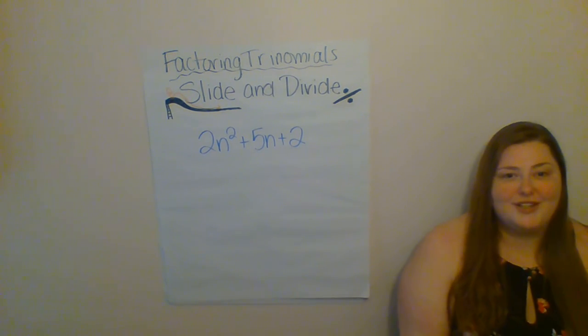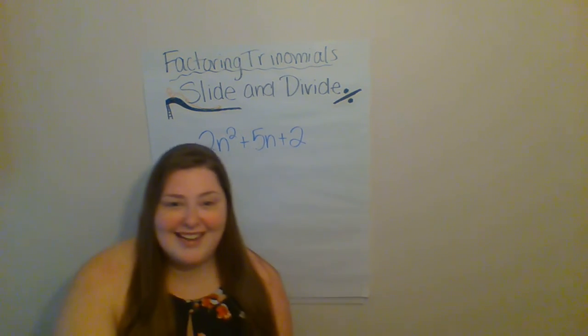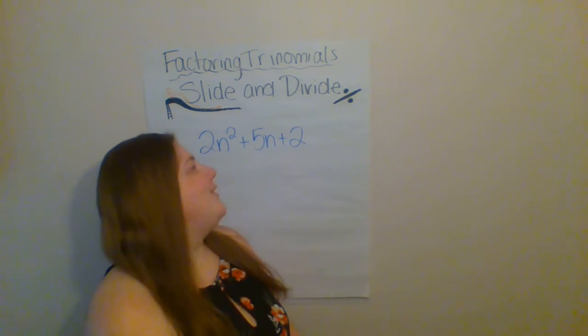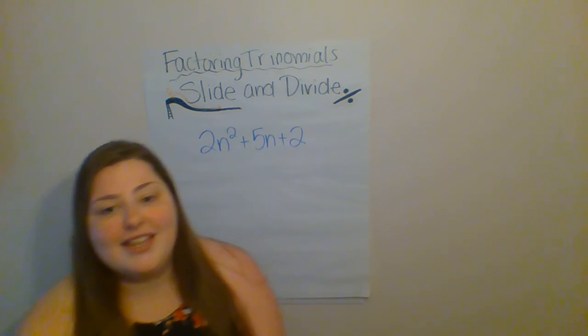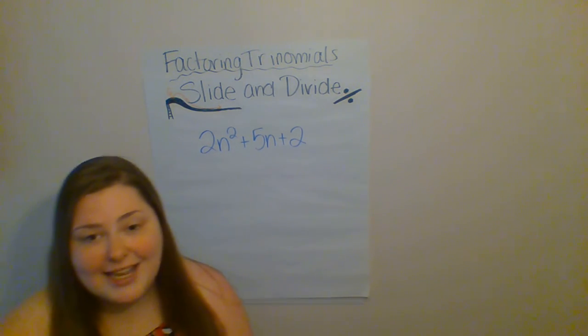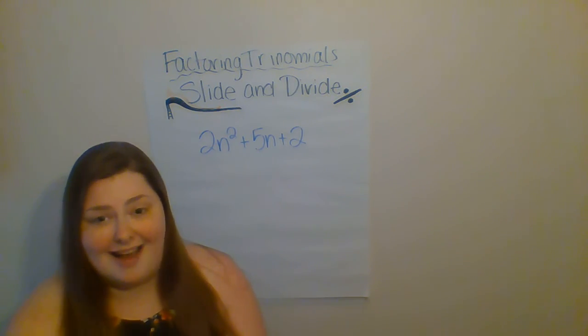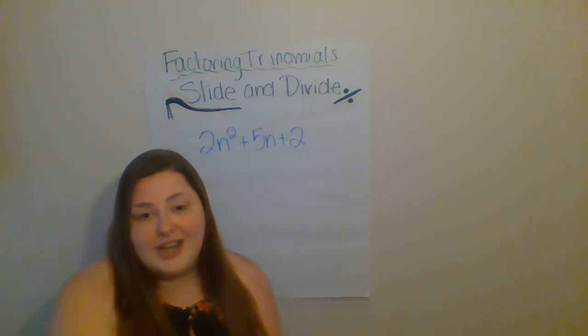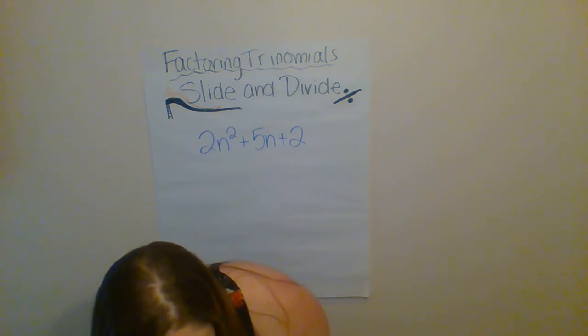In this video, we're going to talk about another method of factoring trinomials called slide and divide. So our example, we have 2n squared plus 5n plus 2. This was the same as the second example from the last video on factoring trinomials when a is not equal to 1. So you can double check that. You can compare the two methods, see which method you like the best.